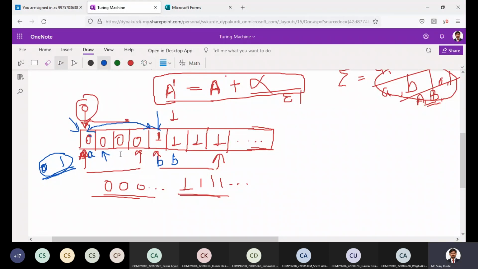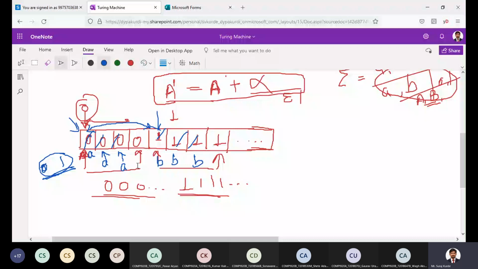Again go to the left. Again we have to move until we read A. To the right of A, there is a 0. So if you find 0, then you have to find 1 and replace it. The first three 0s are replaced. Then again move to the left side until you find A.